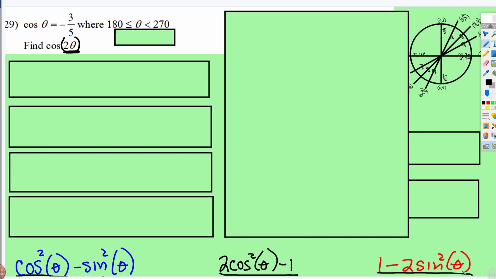The cool thing about this identity is that you only need possibly one piece of information to solve. So look at what they give us for this first one. They give us cosine. So out of these 3 identities, which one makes the most sense? The identity that only has cosine in it. So we're going to use that identity.